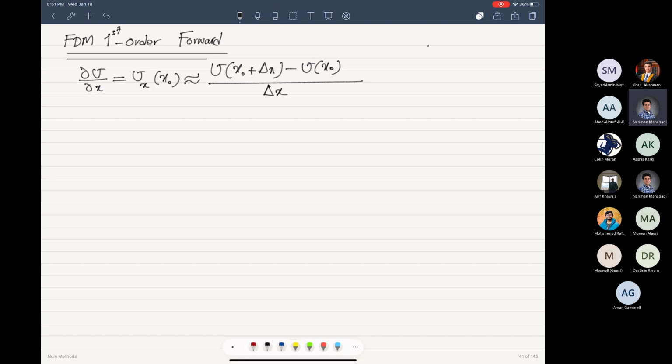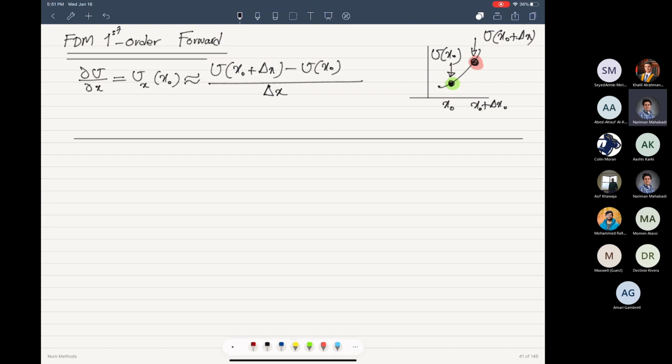In terms of this simple graph, this is my given point, or x naught, and I'm trying to use the next point to approximate the first derivative. What would happen if I try to use not the next point, but something actually behind this point, which is the backward point? So we call this FDM backward.